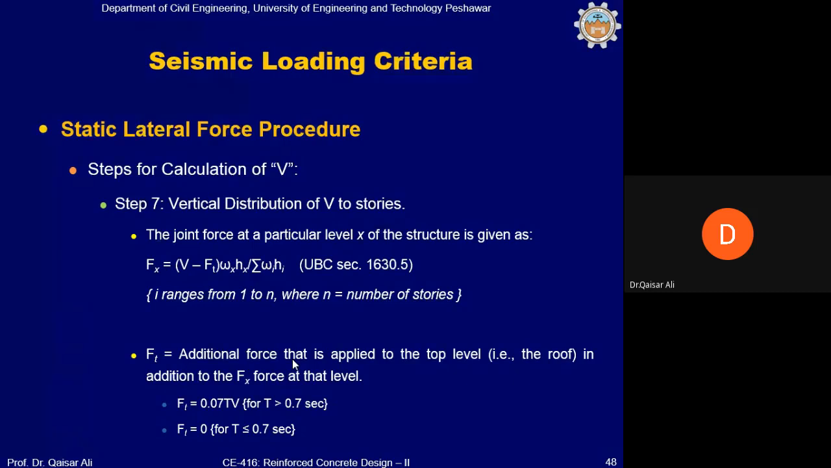So the distribution of forces, the equation is this: Fx is equal to (V minus Ft) into Wx hx divided by summation of Wi hi. i ranges from 1 to n, where n is equal to number of stories. Okay. Ft is additional force that is applied to the top level, to the roof, in addition to the Fx force at that level, and this is only for those conditions when time period is more than 0.7 second. If time period is less than 0.7 second, then Ft is taken as 0. This Ft has been introduced in this equation in order to take into account the change in shape of the structure for larger time period structure or tall structures.